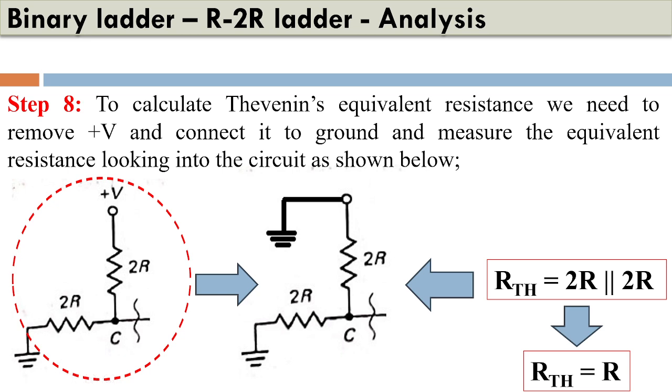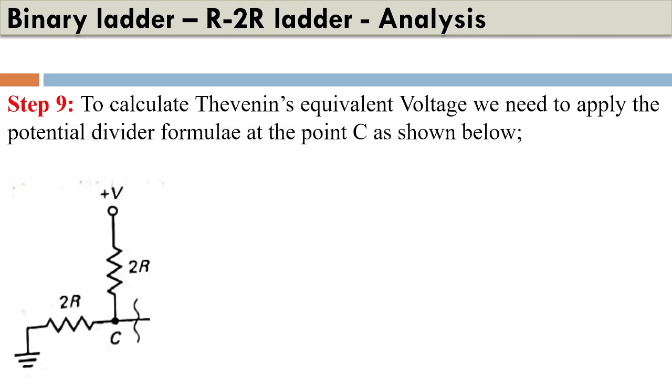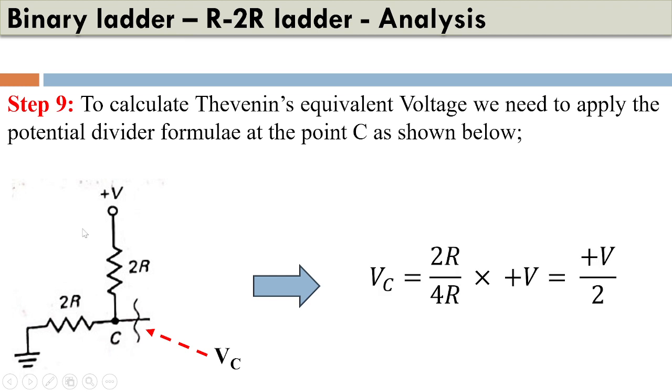Now to compute the Thevenin's equivalent voltage source, we'll have to again consider that particular circuit and consider the voltage just across C. We will try to measure this particular voltage. Now in a practical circuit we can measure it, but theoretically we'll have to compute the value of VC here. So in order to do that, you can just have a look at the circuit. It is again a potential divider circuit.